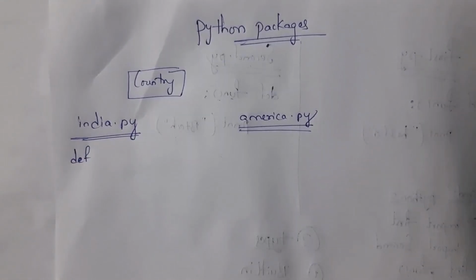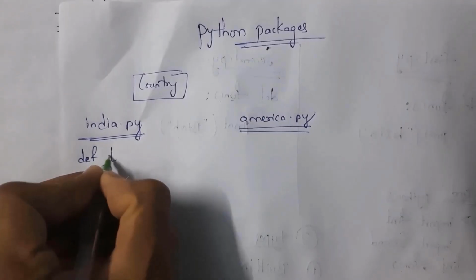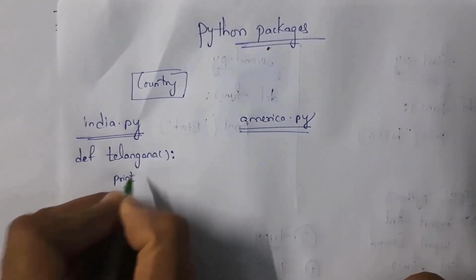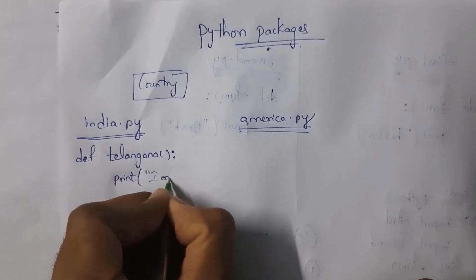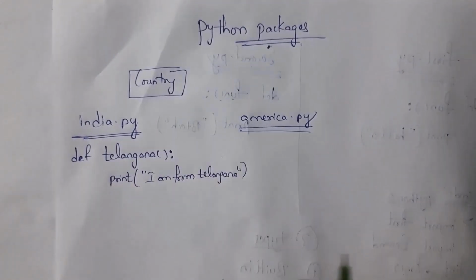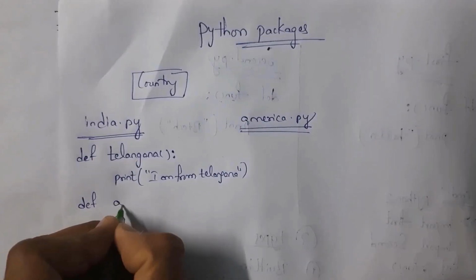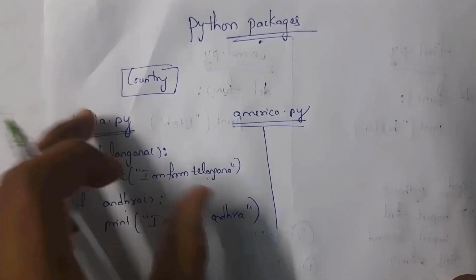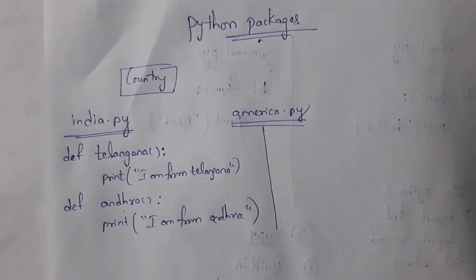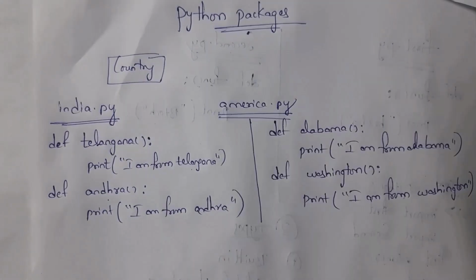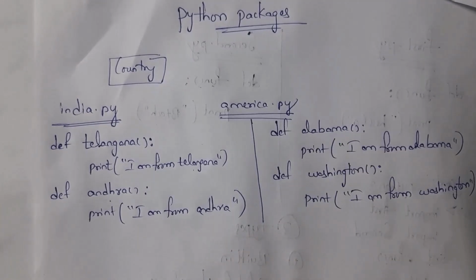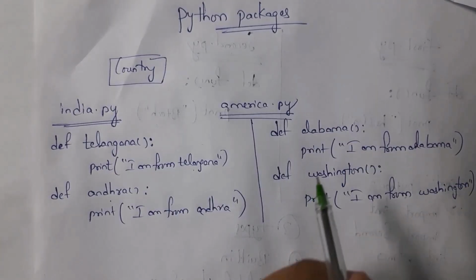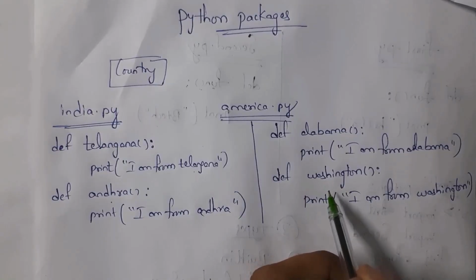As we know, we create a function by using the keyword def, that is define, and I am creating a function called Telangana. Inside this function I am writing the statement print I am from Telangana, and again I am creating another function, define Andhra. Inside this function I am writing the statement print I am from Andhra. This is the India module. Next I created another module, that is america.py. Similarly, america.py contains 2 functions, Alabama and Washington. The Alabama function contains the statement I am from Alabama, whereas the Washington function contains the statement I am from Washington.